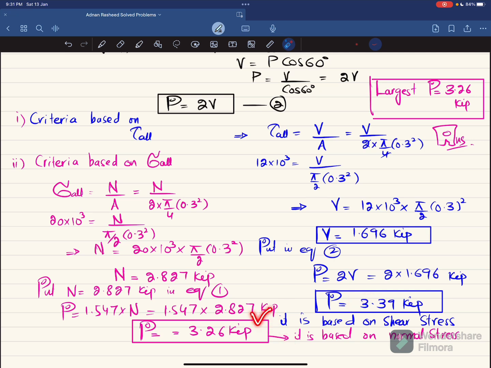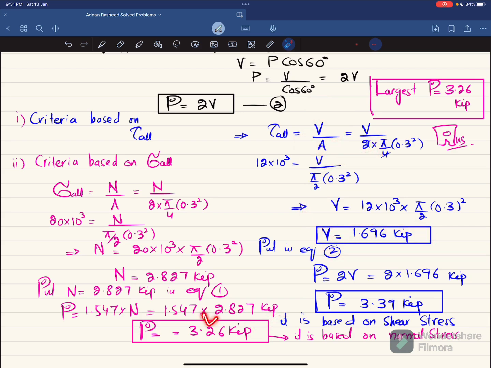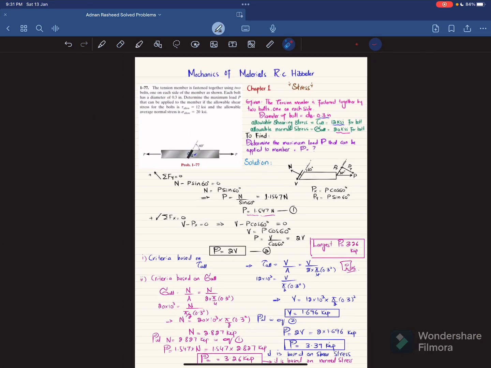And if you put this P in this formula, and then the shear force in this formula, it will exceed the allowable. Your shearing stress will be greater than this allowable shearing stress. So therefore, for a safer design, we use P is equal to 3.26 kips. And that was all about this problem 1-77.